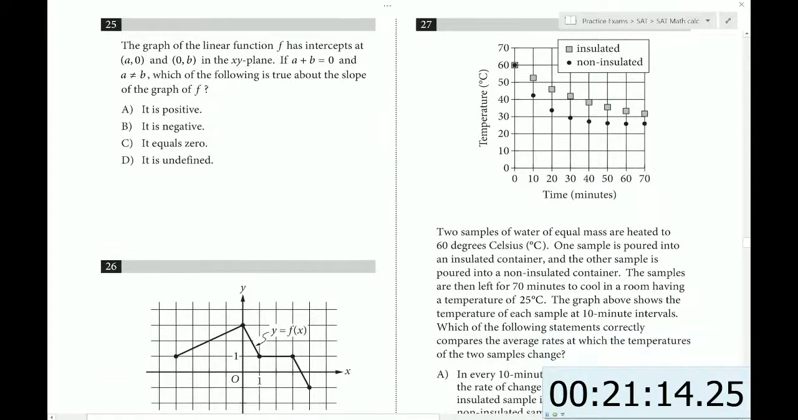The graph of a linear function f has intercepts (a, 0) and (0, b) in the xy plane. If a plus b equals 0 and a is not equal to b, which of the following is true about the slope of the graph of f? So we want to find something about the slope. So we do change in y over change in x, right? So the change in y is b minus 0. And the change in x is 0 minus a. So we end up with b over negative a. In other words, we get negative b over a.